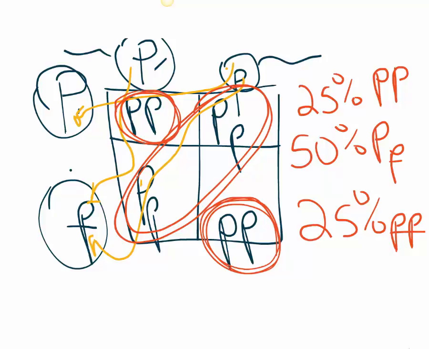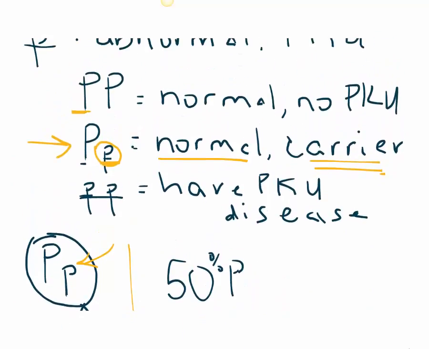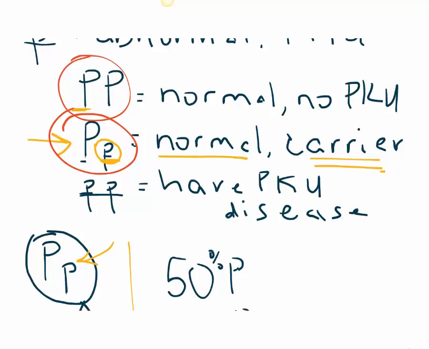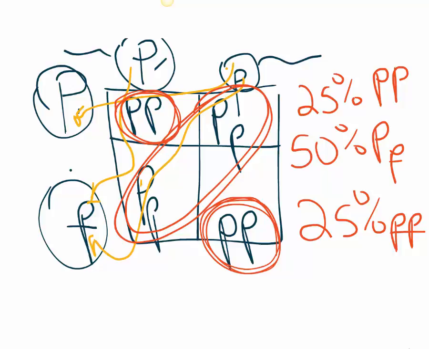So now I can look at the phenotypes, or the physical characteristics. Recall that we said that if any individual is big P, they are normal and they do not have PKU. If they're big P, little p, they're normal also, but they're carriers. So if I look at our example here, I have 25% big P, big P, and 50% big P, little p.